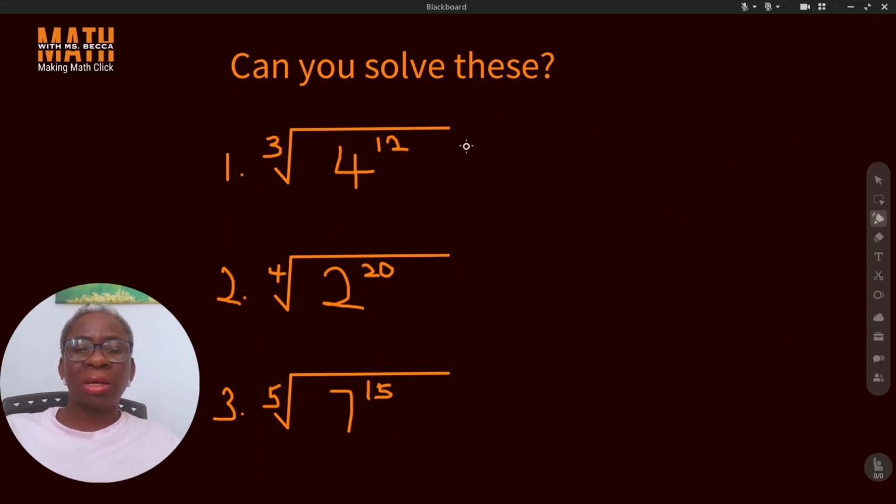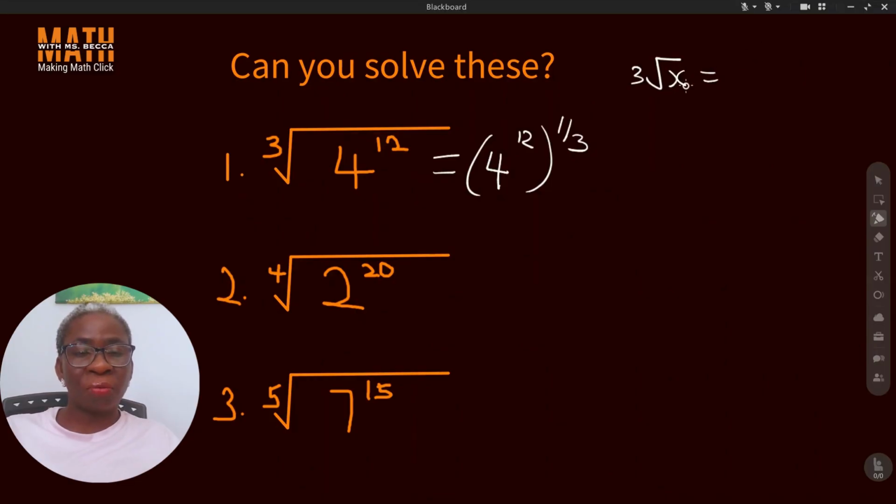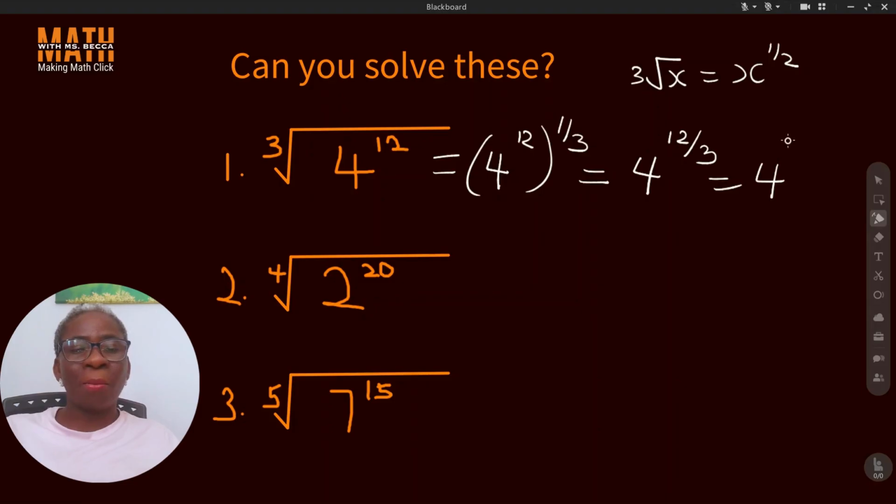To solve this, we will have 4 raised to power 12 times 1 over 3. Don't forget that cube root is the same thing as x raised to power 1 over 3. So all we have to do is just raise 4 to power 12 and then multiply it by power 1 over 3, so that we'll have 4 raised to power 12 over 3, and this will give 4 power 4.